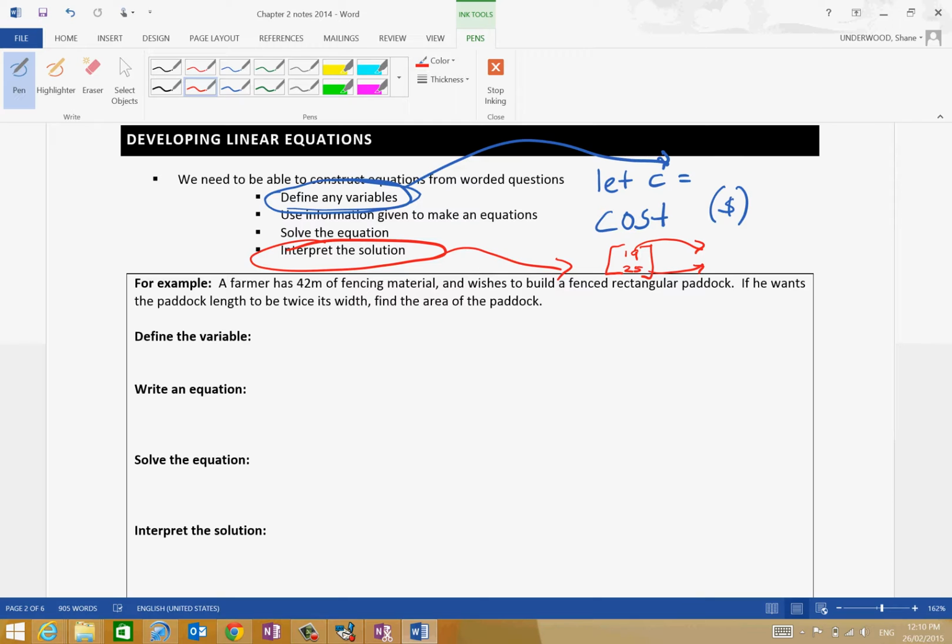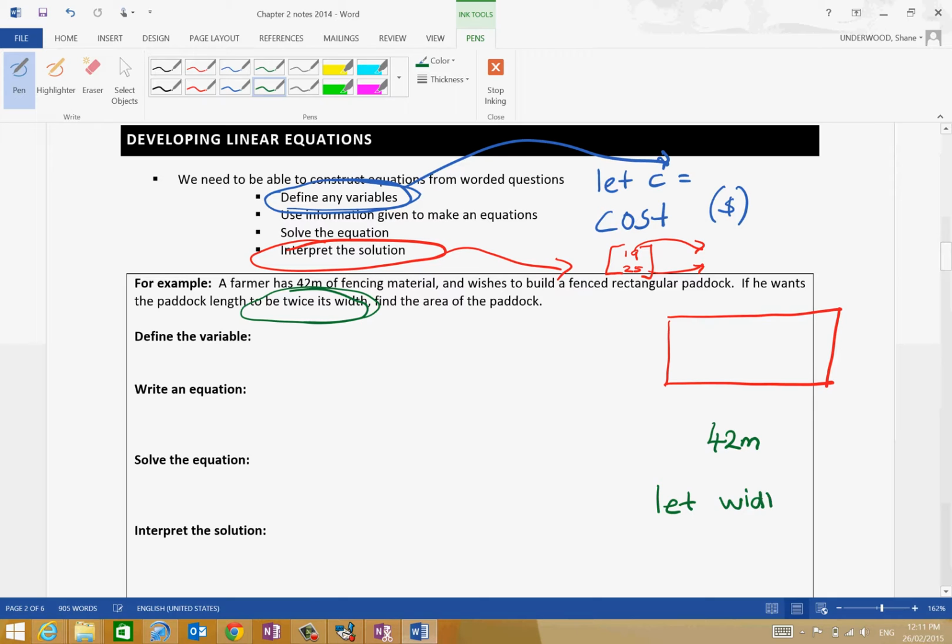in this subject. Okay, so a farmer has 42 metres of fencing material and wishes to build a fenced rectangular paddock. So let's draw a picture here. And he's got how many metres of fencing? 42 metres. And wishes to build a fenced rectangular paddock. If he wants the paddock length to be twice its width, okay, so you've got to turn this into numbers, don't you?